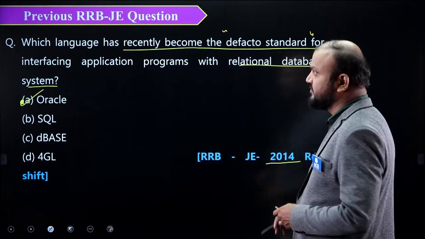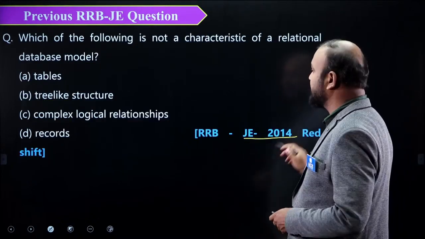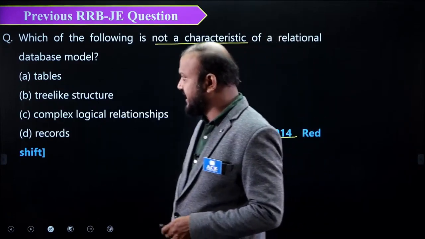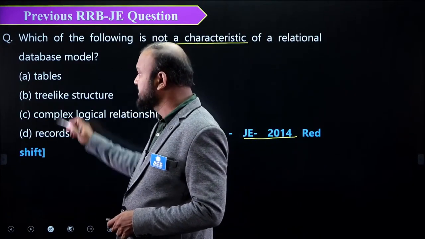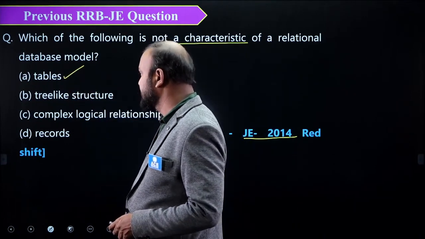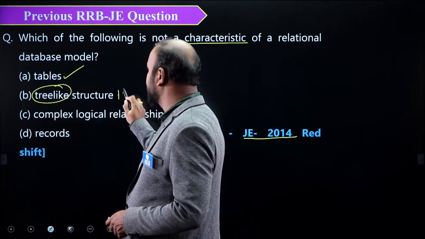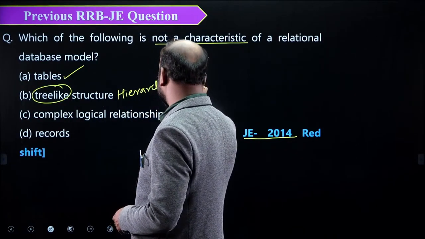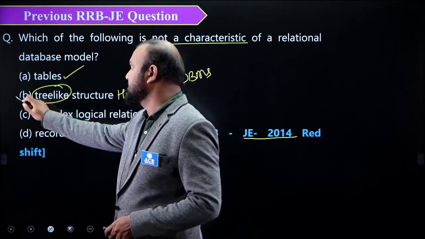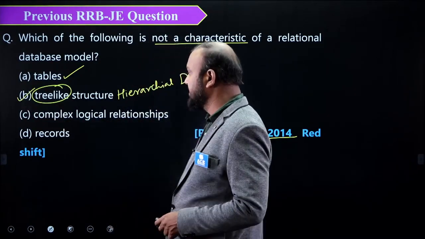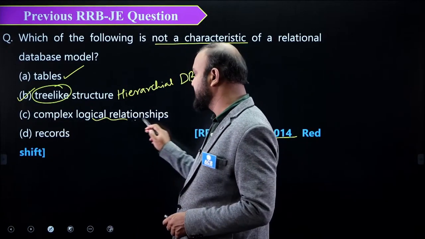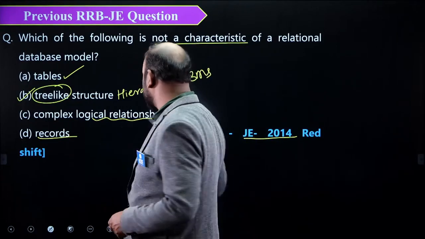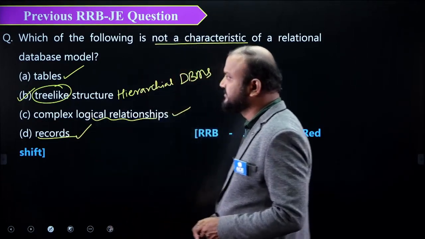This is an RRB JEE 2014 question. Which of the following is not a characteristic of a relational database model? In relational database models, we represent the database in the form of tables, and tree-like structures are called hierarchical DBMS. So this is not a characteristic of RDBMS. RDBMS is used to represent the complex logical relationships between the tables, and it stores records. These are all correct things, so the incorrect one is B.